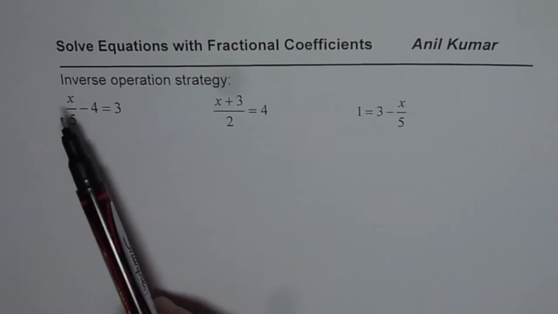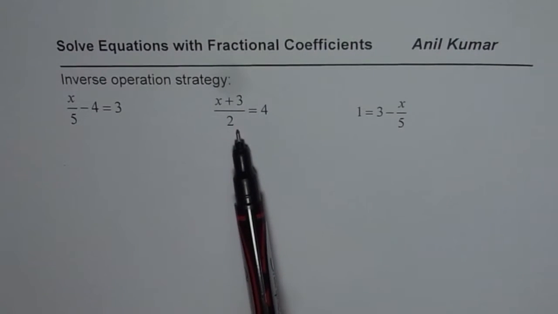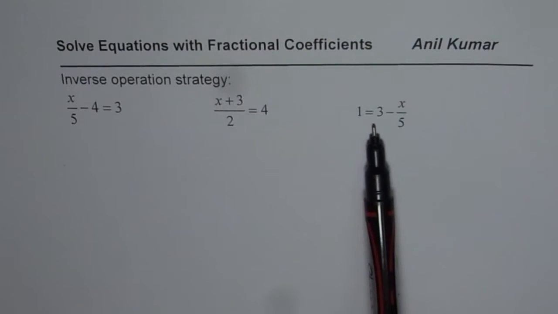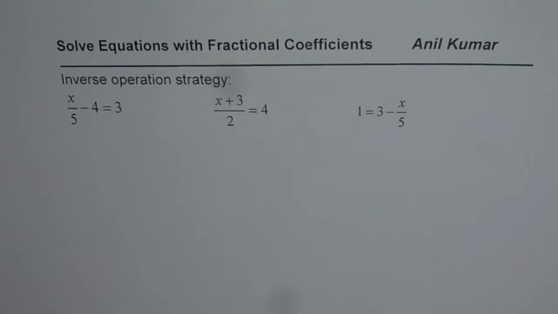So the first question is x divided by 5 minus 4 equals 3. Then we have (x plus 3) divided by 2 equals 4. And 1 equals 3 minus x over 5. You can pause the video, solve, and then check with my solution. Now, let us do these one by one.